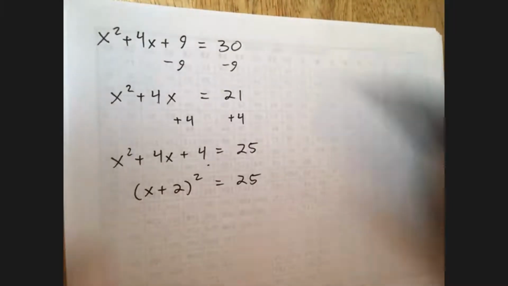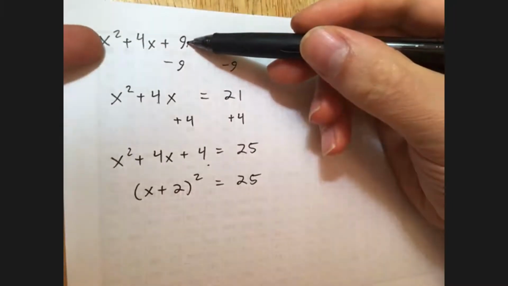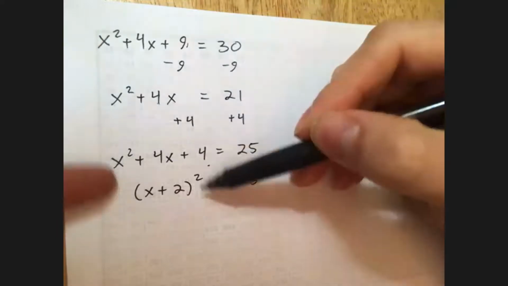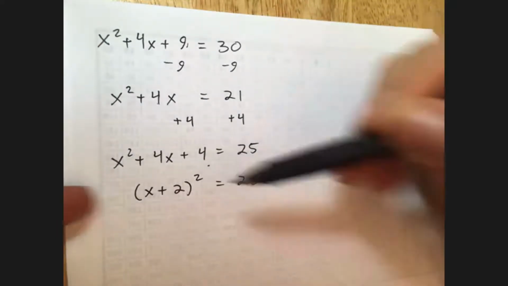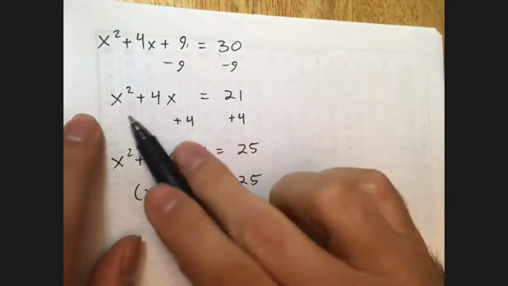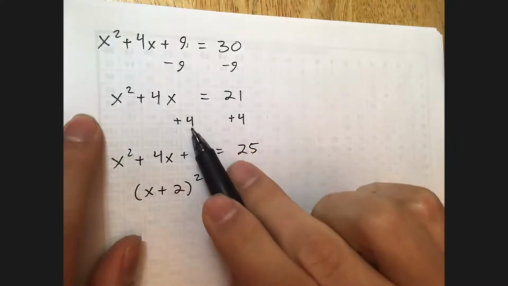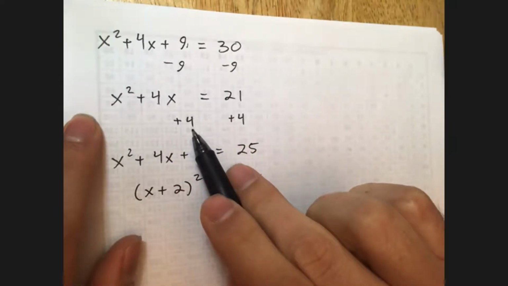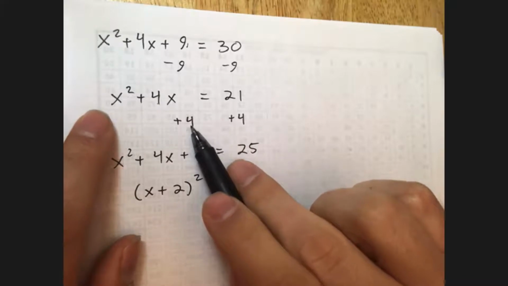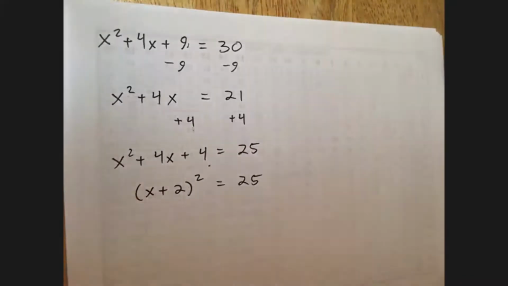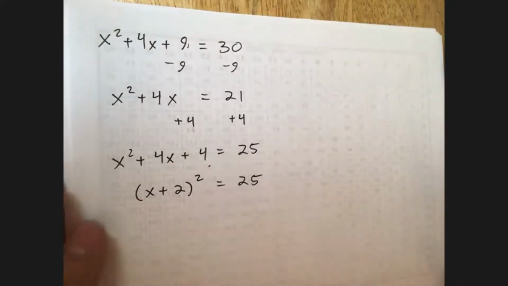So we took something that wasn't a perfect square, and we turned it into something that was. When we got to here, it was just missing one little number that was keeping it from being a perfect square. And so we added that number. We completed what we needed to get it to be a perfect square, and that's why we call it completing the square.